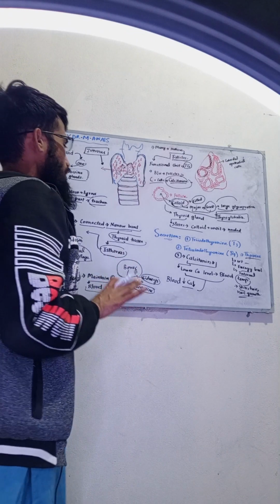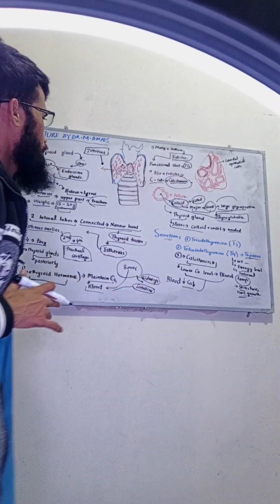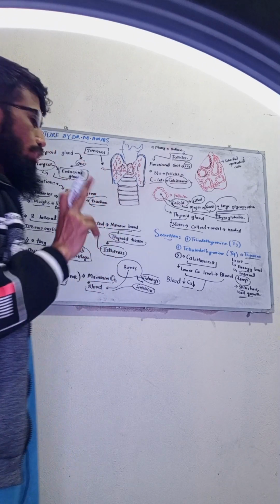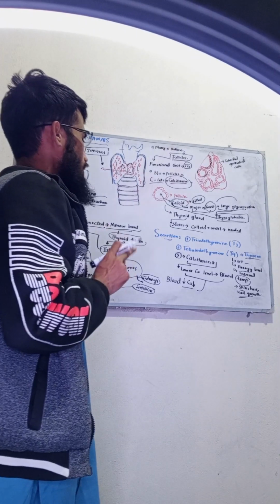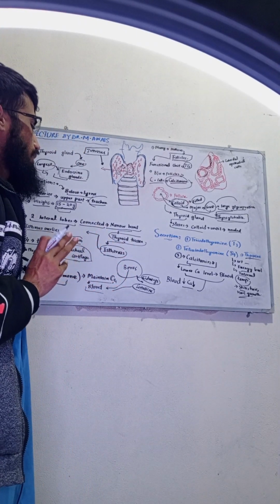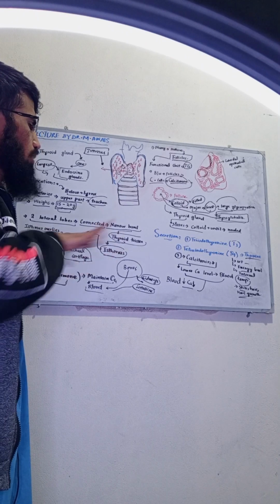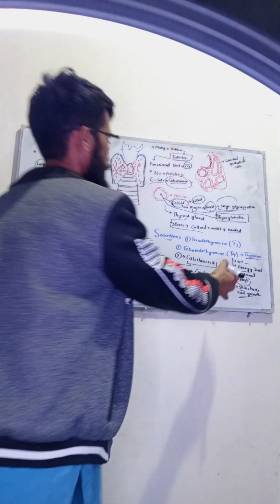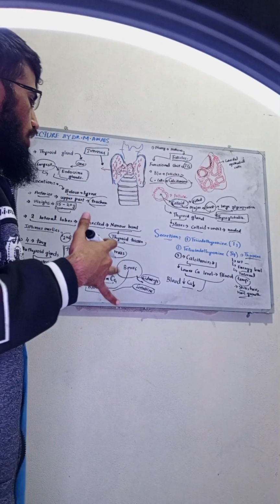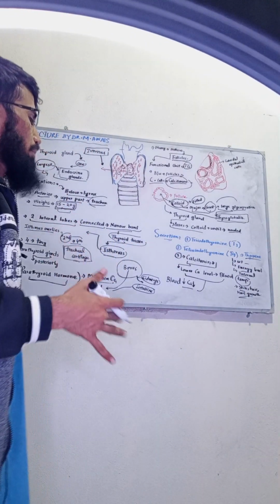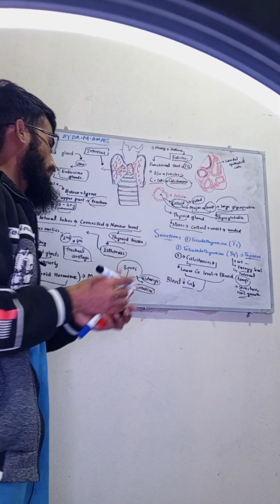Thyroid follicles also store hormones for whenever the body needs them. Thyroid gland secretes three types of hormones: number one is T3, number two is T4, number three is calcitonin. What is the function of T3 and T4? There are so many, but a few of them I have written here: weight maintenance, energy level maintenance, internal temperature maintenance, skin and hair growth maintenance. These are all functions of T3 and T4.